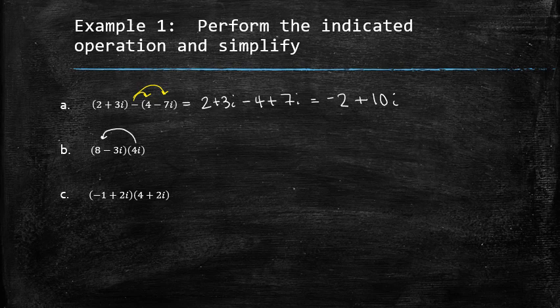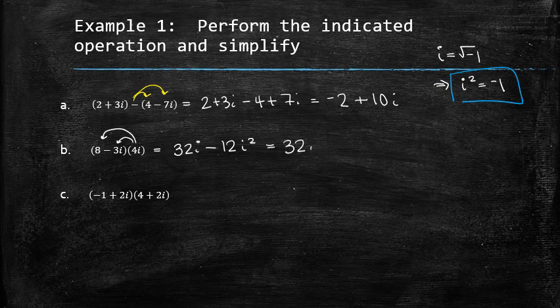Part B, we have 8 minus 3i times 4i. So the 4i is distributed to both terms. We end up with 32i minus 12i squared. So if instead of an i we had an x, we would be done at this point, right? But we don't have the variable x, we have the number i. So remember, i is equal to the square root of -1, which is equivalent to i squared equaling -1. So we want to use this information to substitute a -1 in for our i squared.